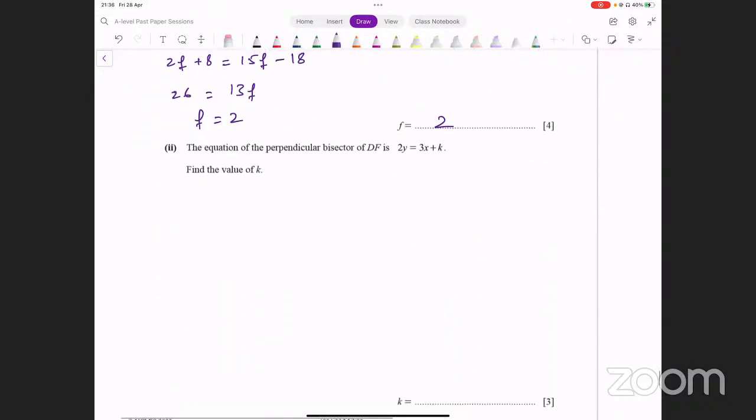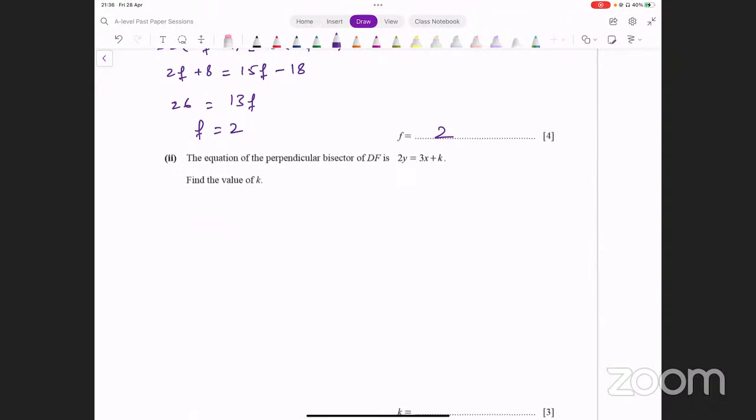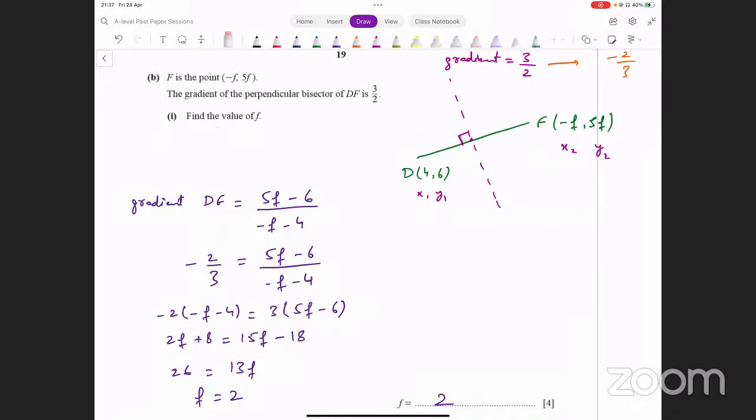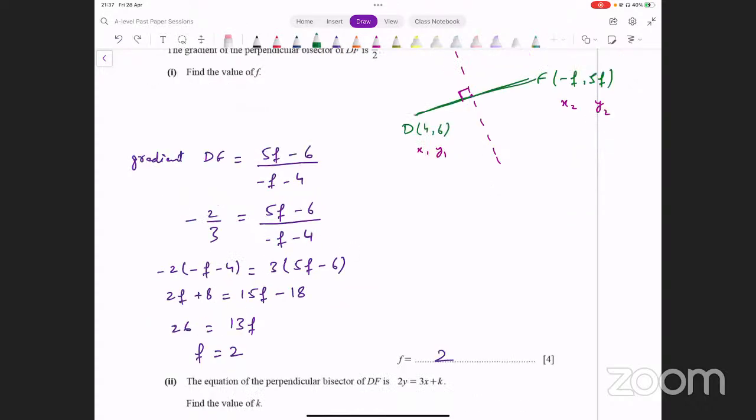Now it says the equation of the perpendicular bisector is given. Find the value of k. Perpendicular bisector की equation उसने इस तरह से दी हुई है, आपको k find करना है. Now, how do we think about this? अब देखिए perpendicular bisector हमने यहाँ पे ऊपर प्लॉट किया, एक तरह से रफ स्केच किया है. Perpendicular bisector क्या लाइन होती है? That passes through the midpoint of this line and is perpendicular.